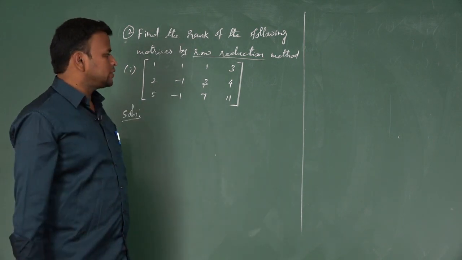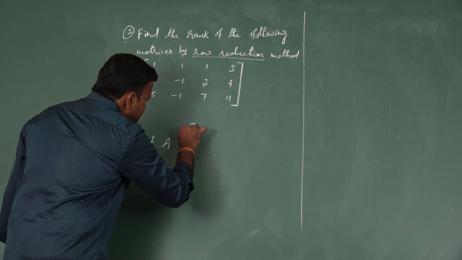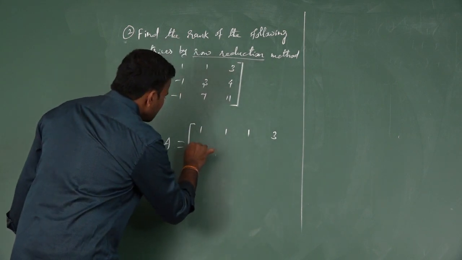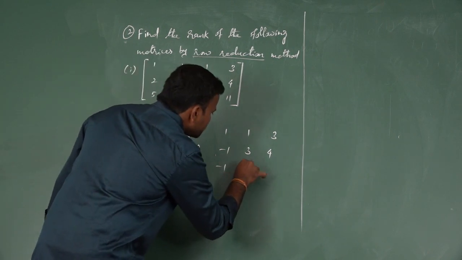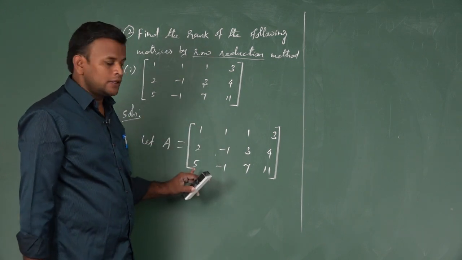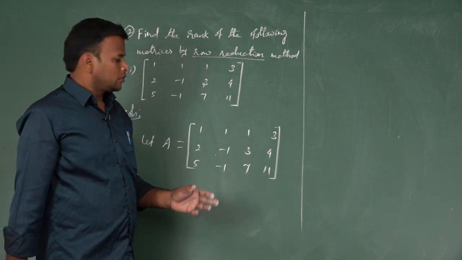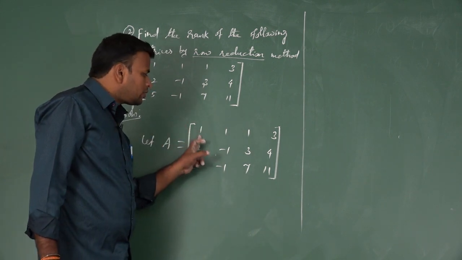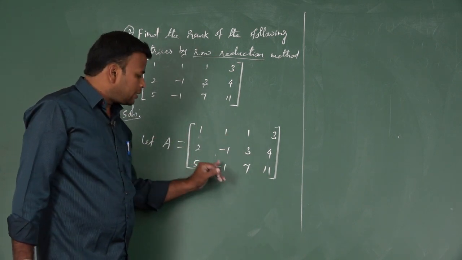You see, the name of the matrix is not given, so first we put the name of the matrix. Usually we take the name of the matrix as A, so A is equal to 1, 1, 1, 3; 2, minus 1, 3, 4; 5, minus 1, 7, 11. Okay, this is the given matrix A. Now we reduce the rows to become 0, as a maximum, to convert it to echelon form. So we check our first column, first element is non-zero. It's important. So it is 1. So no problem. Next we convert these 3 elements to 0.